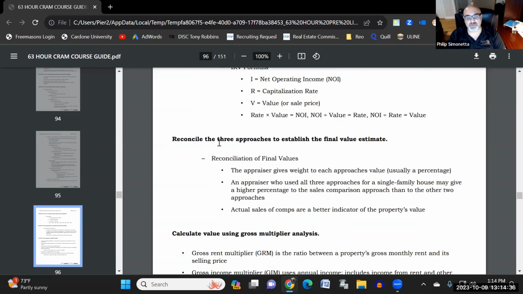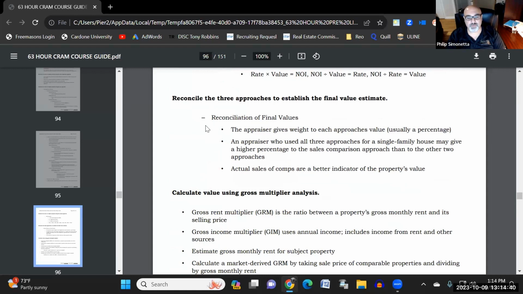Okay, reconcile the three approaches to establish the final value estimate. So reconciliation of the final values. The appraiser gives weight to each approach value, usually a percentage. The appraiser who used all three approaches for a single family house may give higher percentage to sales comparison approach than the other two. Actual sales of comps are better indicators of the property's value than the other two.